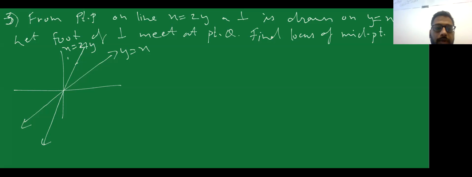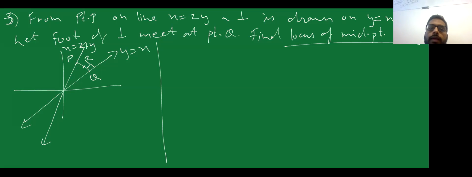Perpendicular is drawn from any point P. Suppose that point P is here. Perpendicular is drawn, so this. The foot of that perpendicular meets at point Q. And now I have to find the equation of this midpoint, the locus of the midpoint. So R is equal to question mark. How can I get the value of this R? I can get it by using the midpoint, because I know that R is the midpoint of PQ. But there is a problem. I don't have the values of P and Q, so first I will need to get the coordinates of P and Q.